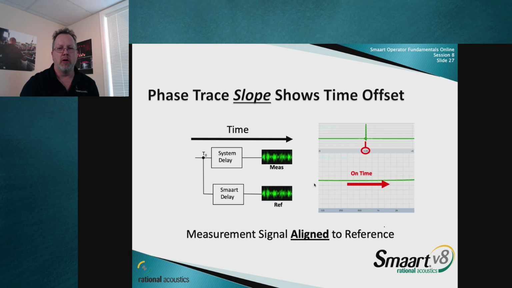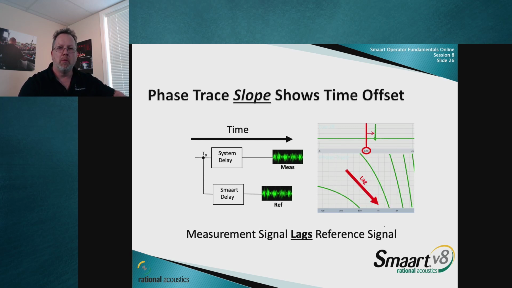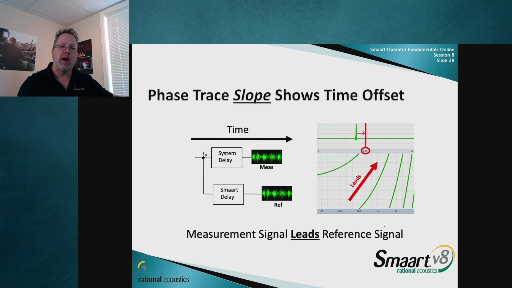Then when they're on time, the slope of the phase trace is going to be horizontal. It's going to be 0 slope. And then when the measurement signal is arriving before the reference signal, we're going to get an upward slope. So that's our leading case. Now here, this is illegal. This is what's known as a non-causal system, because what this is representing is the measurement signal is arriving before the reference signal. The output of the system is arriving before the input of the system. Now, if you have a system like that, then you need to head out to Macau or Vegas or someplace like that, because you can make a ton of money.